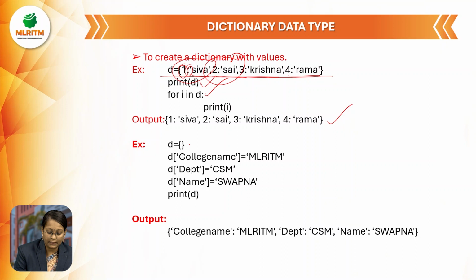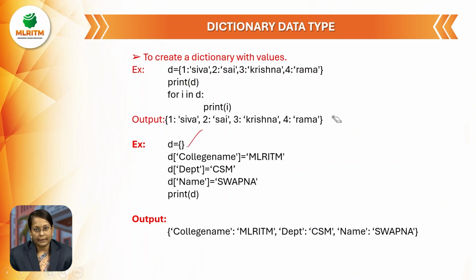Another example: D is equal to an empty dictionary. Then we insert elements by using the key and the corresponding value. D of college name is the first element we are inserting into the dictionary. College name is the key, and the corresponding value is MLR. Those are strings, that's why they are enclosed in single quotations.